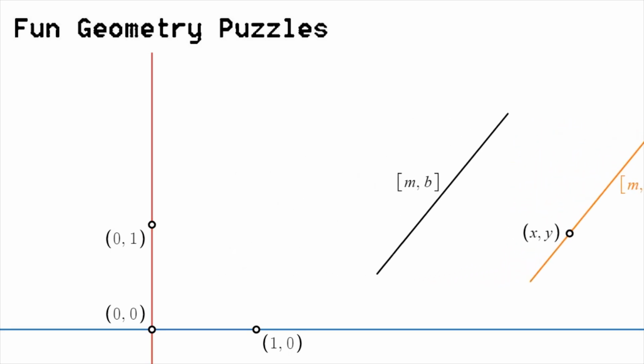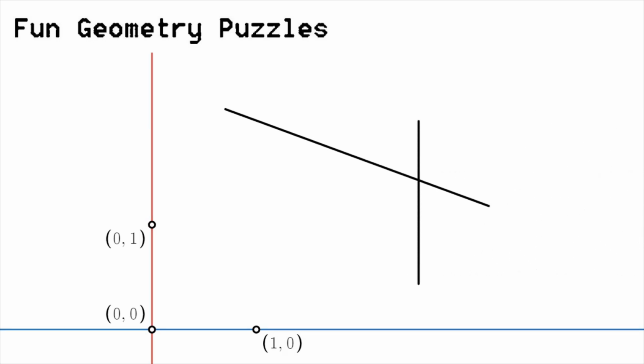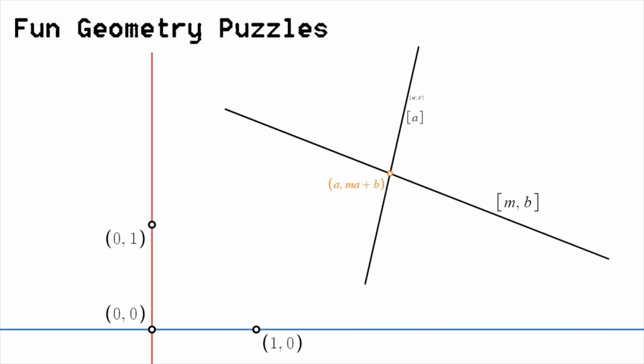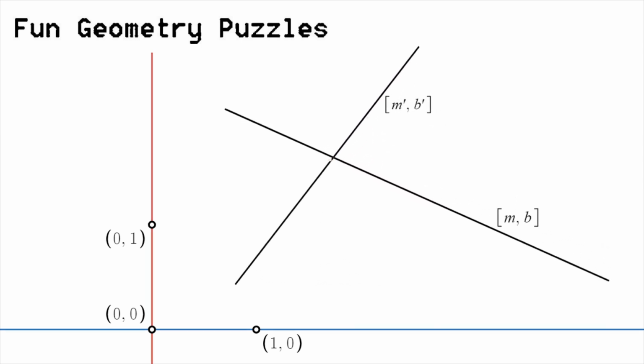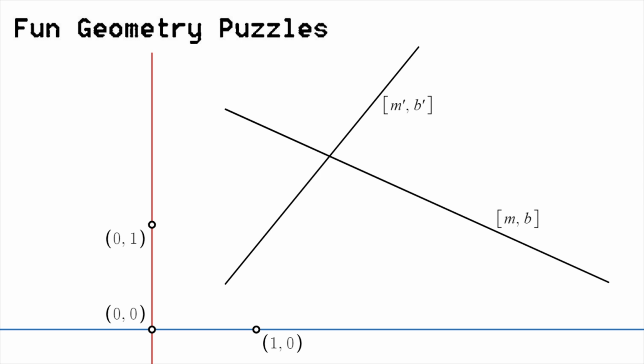Second, we want the point where 2 non-parallel lines meet. If one of the lines is vertical, then the intersection is straightforward. [m,b] and [a] meet at (a, ma+b). Otherwise, to find the intersection of [m,b] and [m',b'], where m and m' are different, we solve the equations y equals mx plus b and y equals m'x plus b' for x and y.